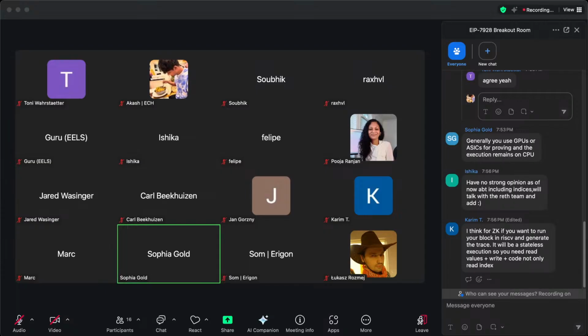Yeah, I'm saying that I'm not sure that's any different from what an attester that's re-executing and not proving the block would do, right?